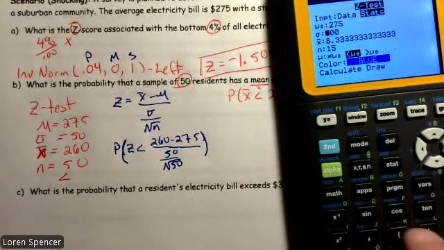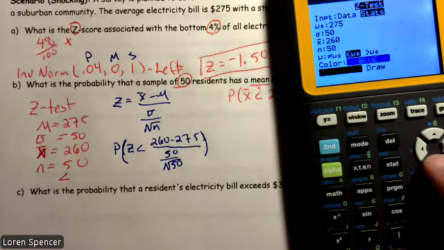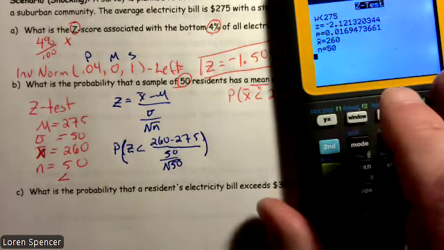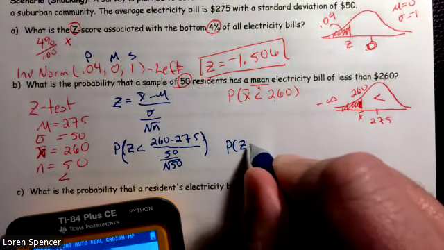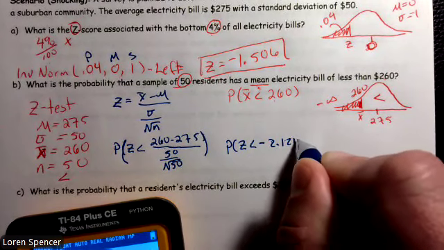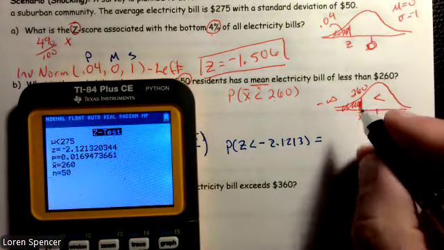So let's put our information in. Standard deviation was 50. X bar, 260. Sample size, 50. Make sure less than is highlighted and we press calculate. So we have a z-score of negative 2.12. So the probability that z is less than negative 2.1213 equals 0.0169.